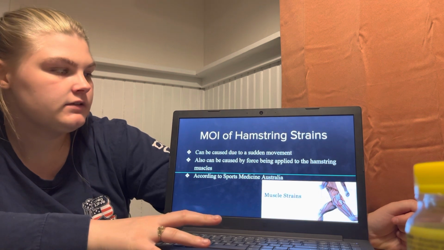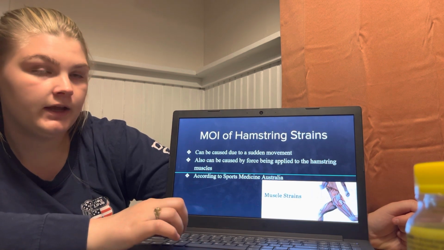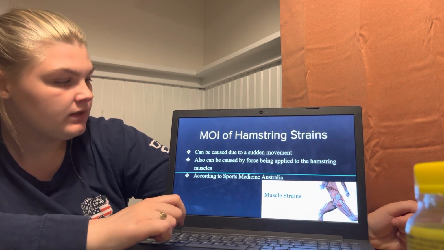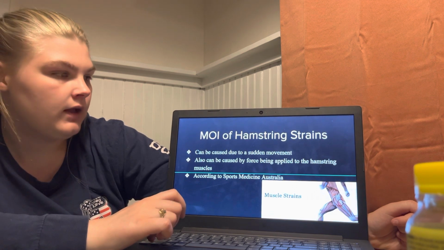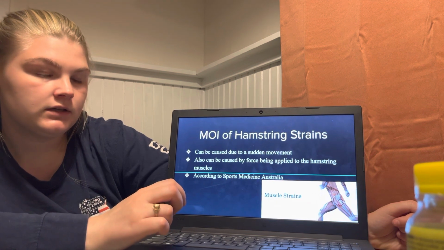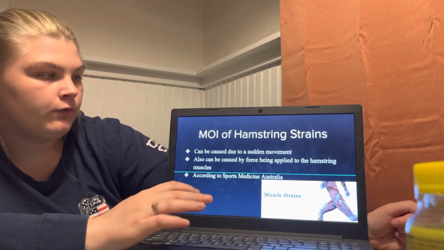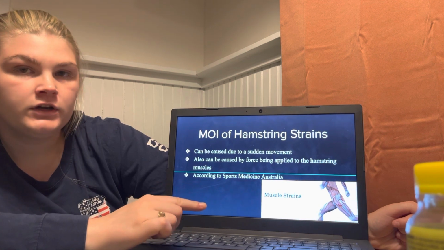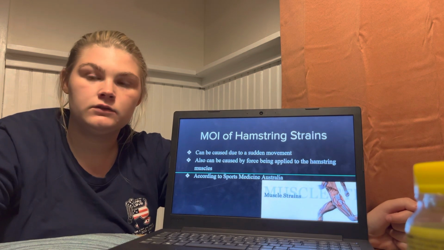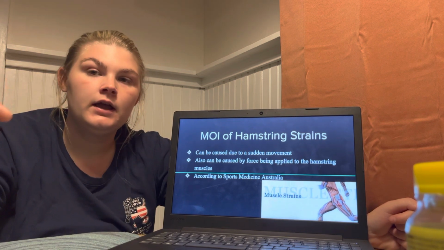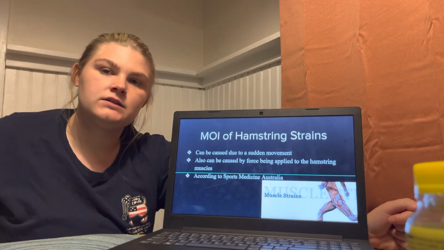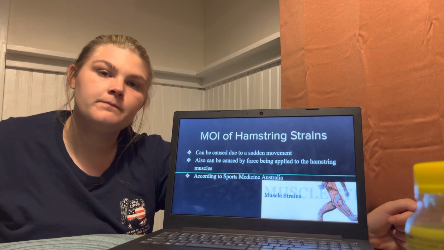So here I have two mechanisms of injury of hamstring strains. The first one is it can be caused by a sudden movement. The second one, it can be caused by a force being applied to the hamstring muscles. This is also according to Sports Medicine Australia. An example of force being applied too much to the area would be if defense is piling on top of offense, the force of all the weight can cause somebody's leg to extend too much, causing a hamstring strain.